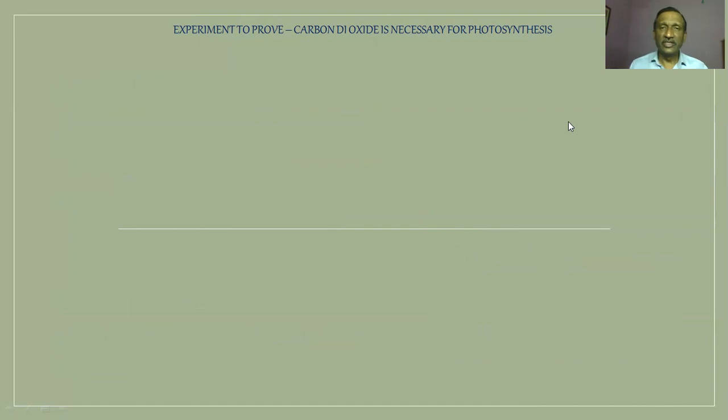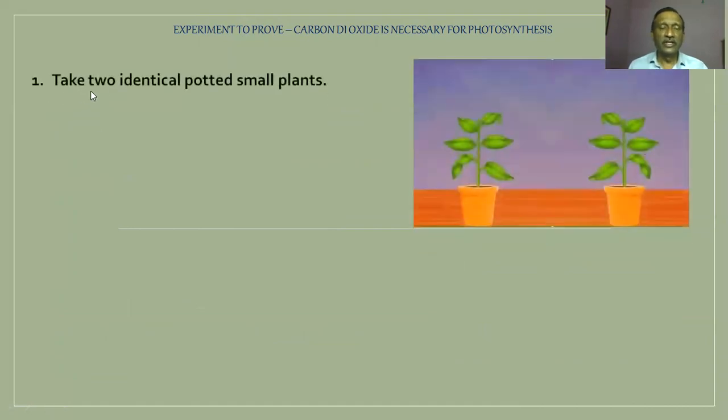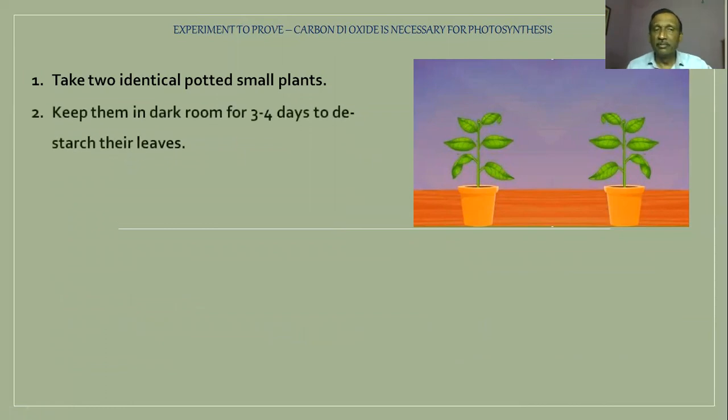To prove that carbon dioxide is necessary for photosynthesis, what we have to do is take two identical small potted plants. It should not be very big, but small also means it should not be very tiny, because we have to cover it with the bell jar. So a potted plant should be such a size that it can be easily covered by the bell jar.